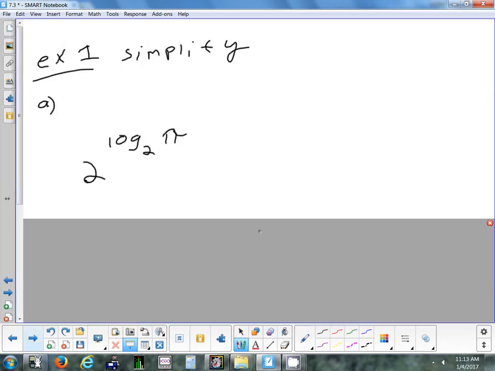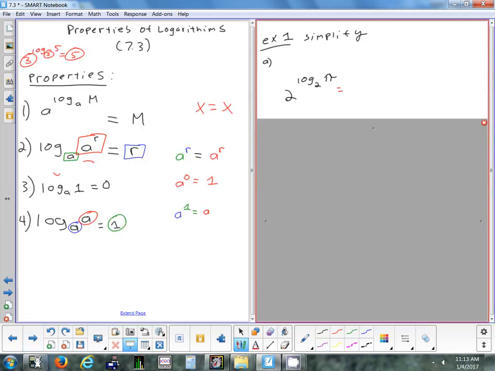All right, so let's see if we can identify what rule it is and then use that rule to simplify this. Okay, Brian, what rule does that one look like? Rule 1. Yeah, that's rule 1, where you have 2 in place of A and pi in place of M. So what would you get if you use rule 1 and simplify that? Yeah, you just get pi. And that's it. That's all you have to do. Any questions on that?